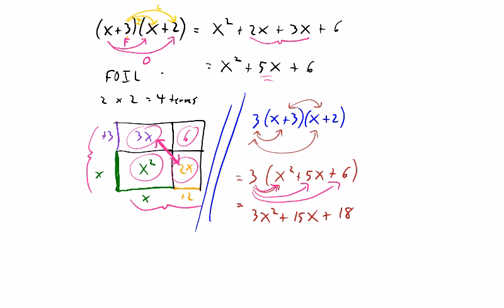Now let's consider another example. Let's consider the example that's just slightly more complicated. It's once again a 2 by 2. It's a binomial times a binomial. But the first binomial has an exponent of 2 on the first term. So what would we do? We would follow the same pattern that we had before.